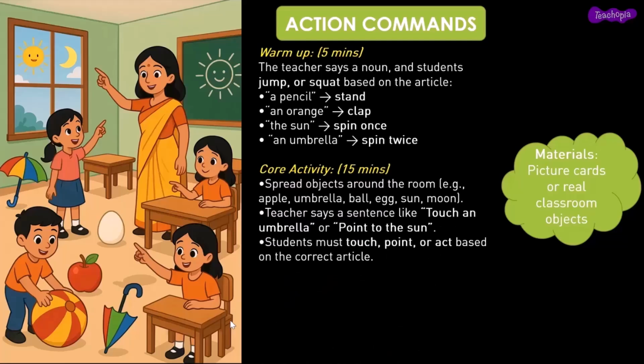Now, let's get into the core activity. Here, we will spread objects around the room. For example, an apple, an umbrella, a ball, egg, sun, or moon. These can also be picture cards. Then the teacher will say a sentence like, touch an umbrella or point to the sun. Students must touch, point, or act based on the correct article.